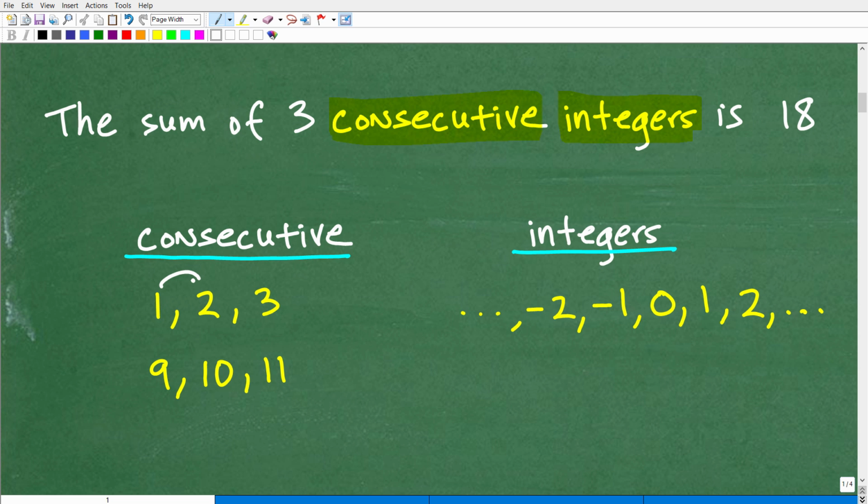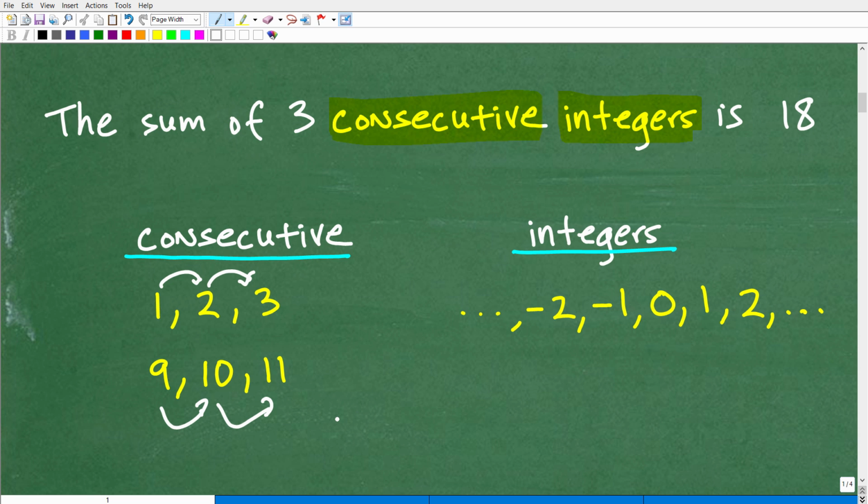Okay, basically you're going to the next number, right? So it's one number and then you're going to the next number and then you're going to the next number. That's consecutive. Another illustration of that would be like 9, 10, 11. So these are three consecutive numbers. These actually happen to be integers as well.